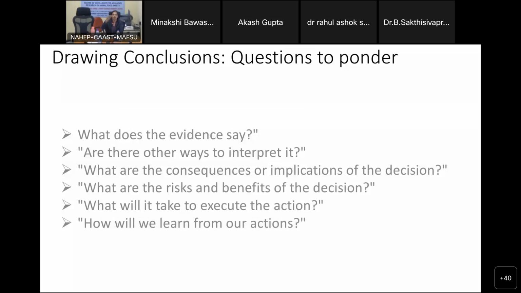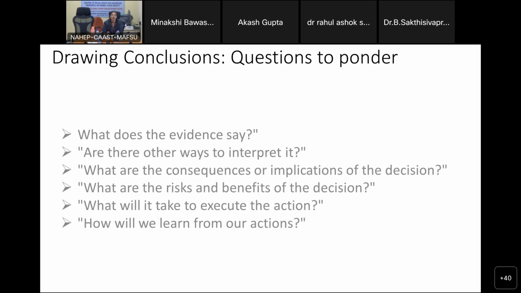And then, what will it take to execute? As I said, there are a lot of decisions which are not applicable, I mean, you cannot take action on them. It may sound very good, but the moment you think of taking action on that, it will not be feasible. It will not be practical. So you have to see whether it is practical, whether action can be taken, whether it can be implemented or not.